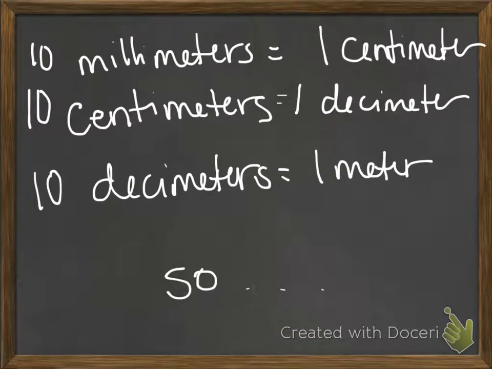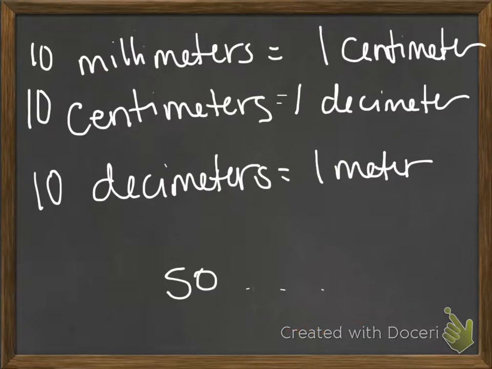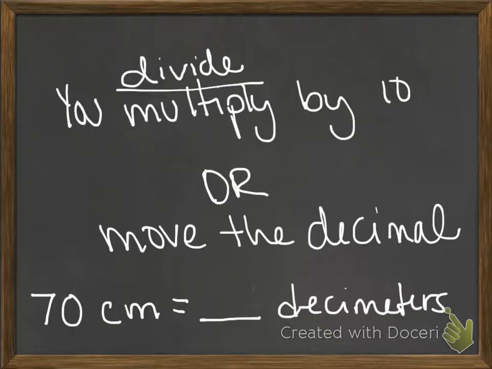The cool thing is they work with tens. So 10 millimeters is 1 centimeter. If we look back here, 10 millimeters make 1 centimeter. 10 centimeters equals 1 decimeter. 10 decimeters equals 1 meter. So that means we're either going to multiply or divide by 10, or move the decimal place over.